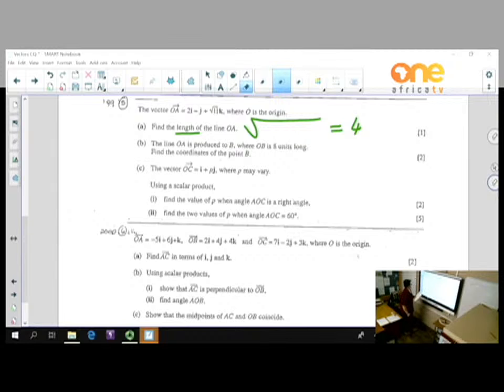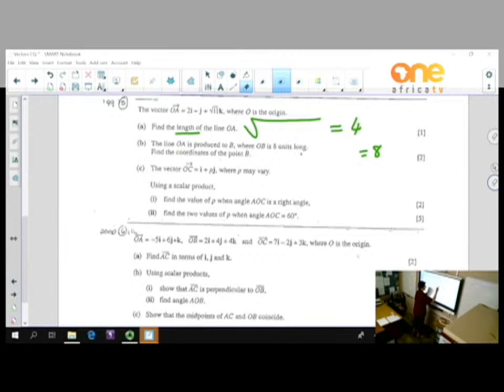Then the line OA is produced, that means you draw it longer, where OB is 8 units long. Find the coordinates of the point B. So it is produced to B. What does that mean? I'll have to make it longer, okay? Now, if we say OB is 8, then it means this one is twice the length of that one, isn't it? So the values here will just be multiplied by 2 as well.